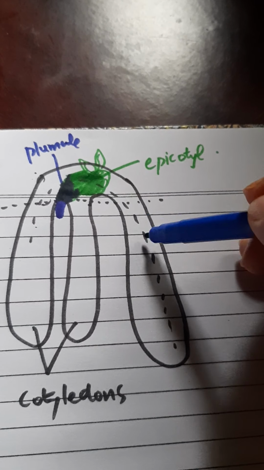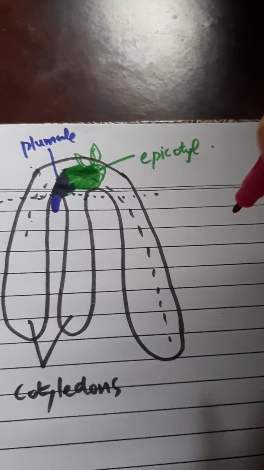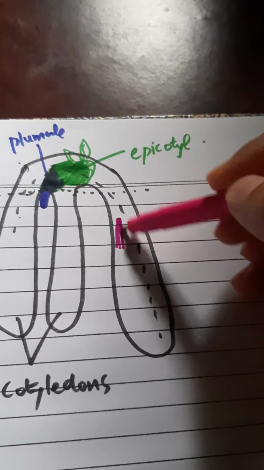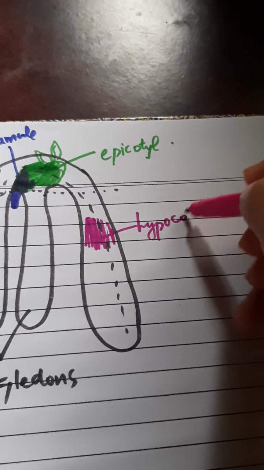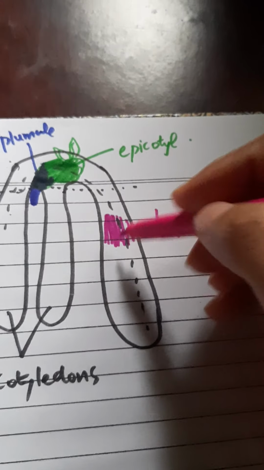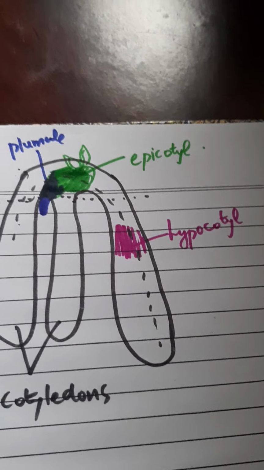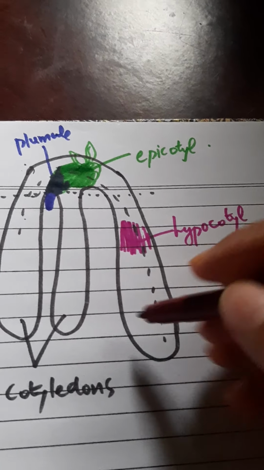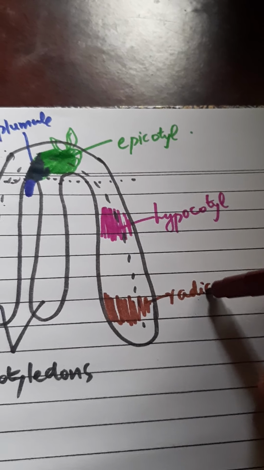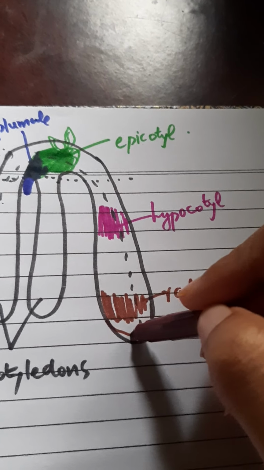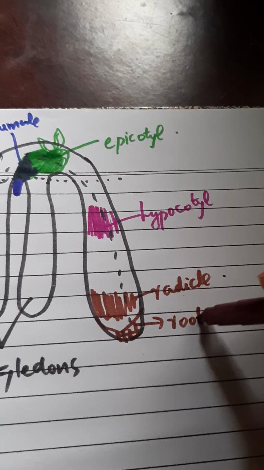Now the part of the embryo below the level of attachment of cotyledons, here, this tissue is called hypocotyle, and they will grow up as the stem of the plant. Hypocotyle terminates as the root of the plant, but initially they will be called radicle. Radicle will have a root cap to protect the ends of the roots.